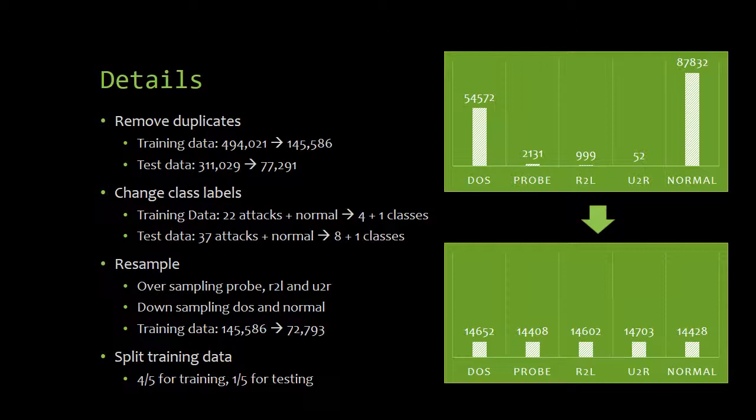Then I resample the data. From the upper right chart, we can see that there are a lot of records for DOS and normal classes, but very few for probe, R2L, and U2R classes. So I downsampled DOS and normal classes record and oversampled probe, R2L, and U2R classes. I set the final datasets for training data to be 50% of the original one. So after this resampling, I got 72,000 records for training data.